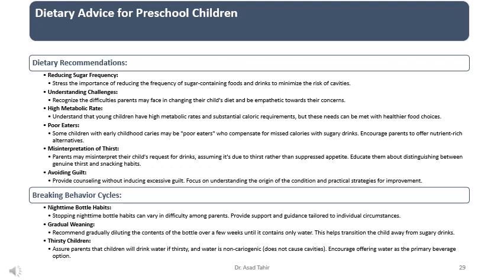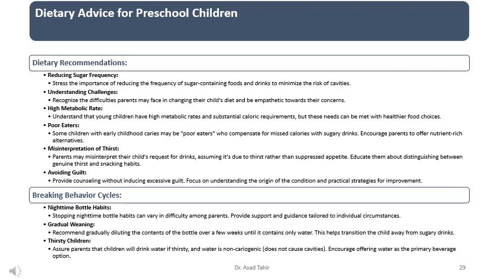Breaking behavior cycles. Nighttime bottle habits. Stopping nighttime bottle habits can vary in difficulty among parents. Provide support and guidance tailored to individual circumstances. Gradual weaning. Recommend gradually diluting the contents of the bottle over a few weeks until it contains only water. This helps transition the child away from sugary drinks.